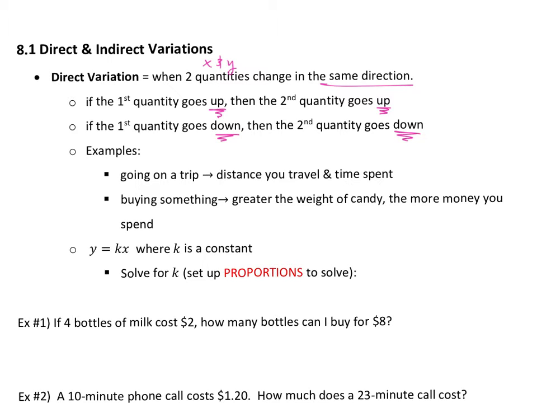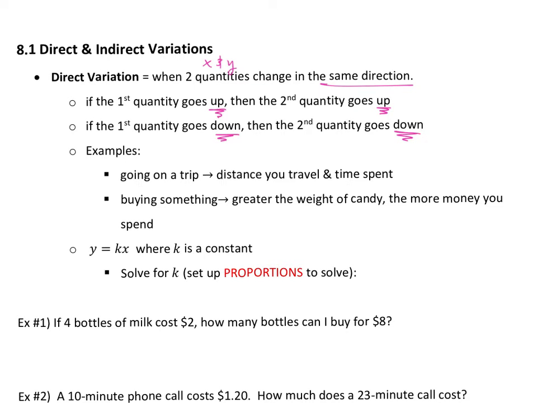Some places that you might see this is if you're going on a trip, right? We would say the amount of miles that you traveled will go up with the amount of time that you are on your trip. So distance is going up and time is going up, right? Or maybe if you're buying something, if you buy 16 ounces of candy, it's going to be $4. But if you buy 8 ounces of candy, it's going to be $2. Okay, so as your candy weight goes down, you spend less money, and vice versa. As your candy weight goes up, you spend more money. So that is how we deal with direct variation.